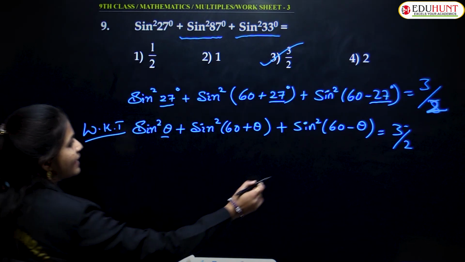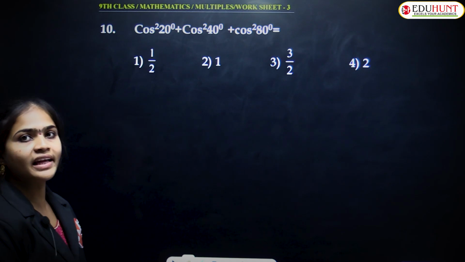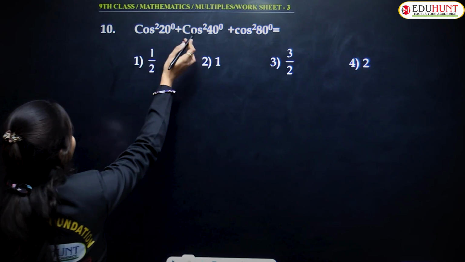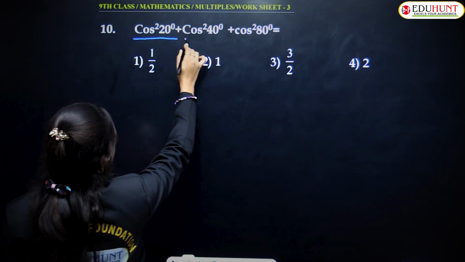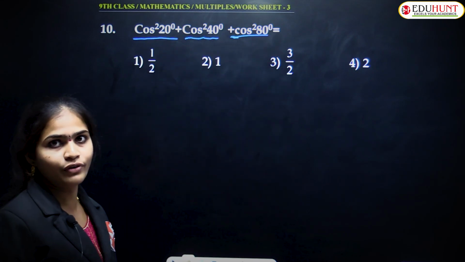So directly here the answer is 3 by 2. So what is the 10th question? The 10th question is also just like the 9th question. See here what they have given: cos square 20 degrees plus cos square 40 degrees plus cos square 80 degrees. That value we need to find out.